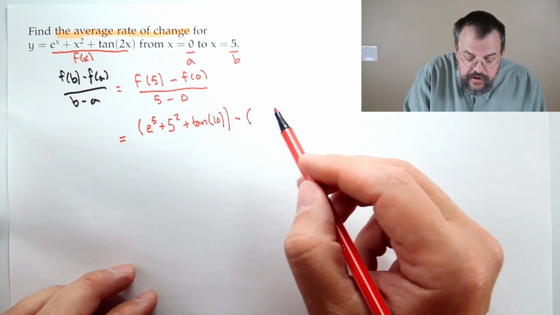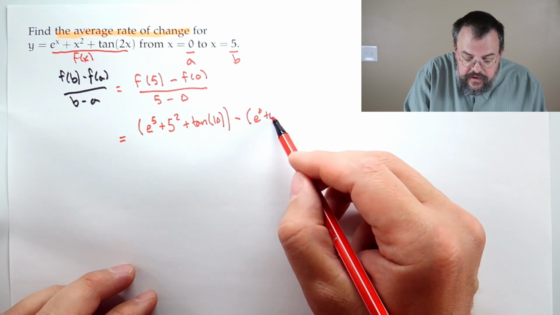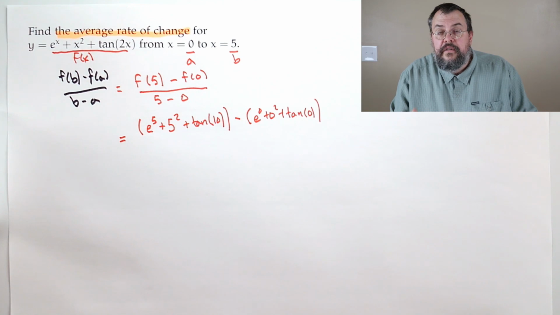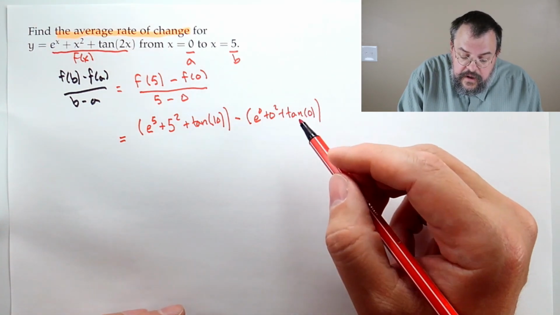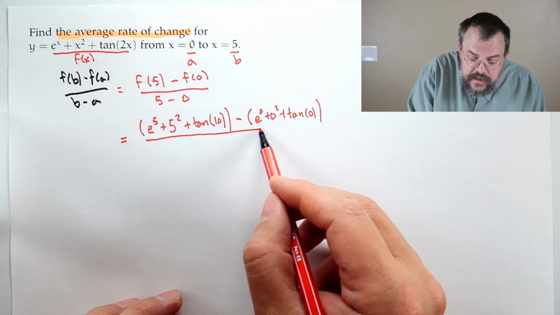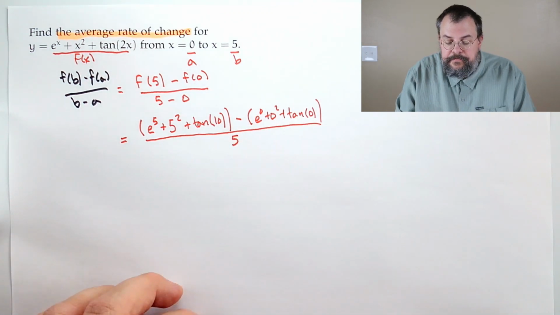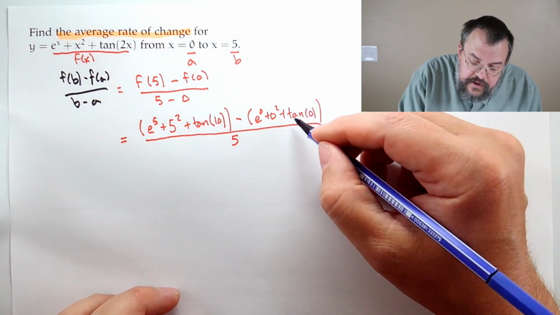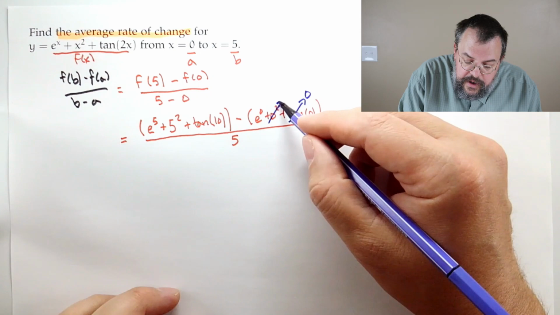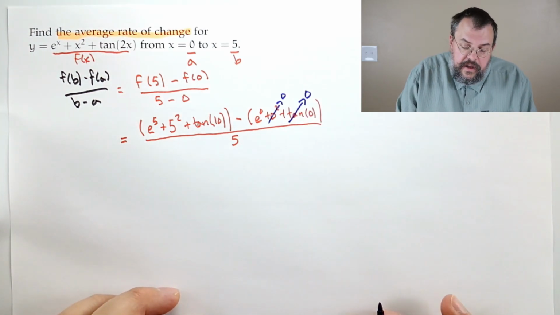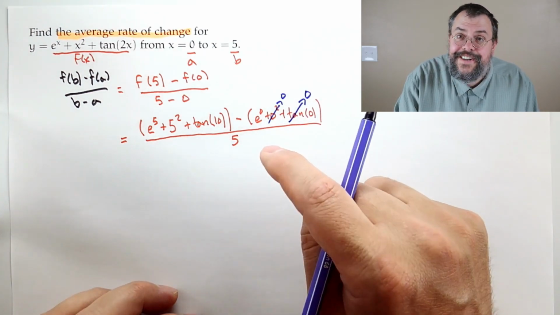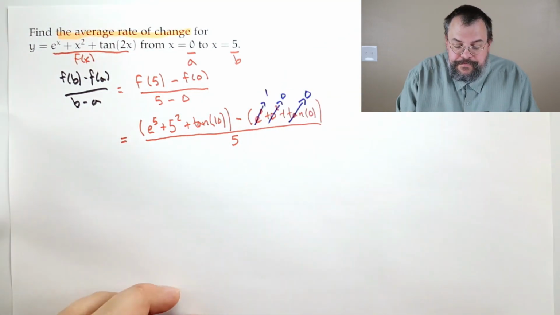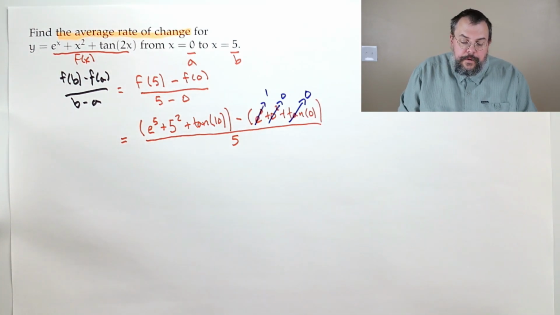Subtract, plug in 0. E to the 0 plus 0 squared plus tangent of 0. Well, tangent of 0 turns out to be 0. Okay, that's nice. Don't forget downstairs, 5 minus 0 is 5. As I already mentioned, I'll flip colors here. Tangent of 0 is 0. That's nice. 0 squared is 0. That's nice. So that makes things a little bit easier. E to the 0? Not 0. Be careful. E to the 0 is 1. Now, good. We're almost done.